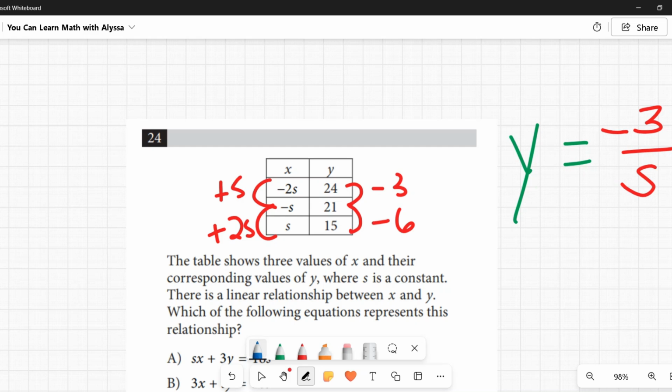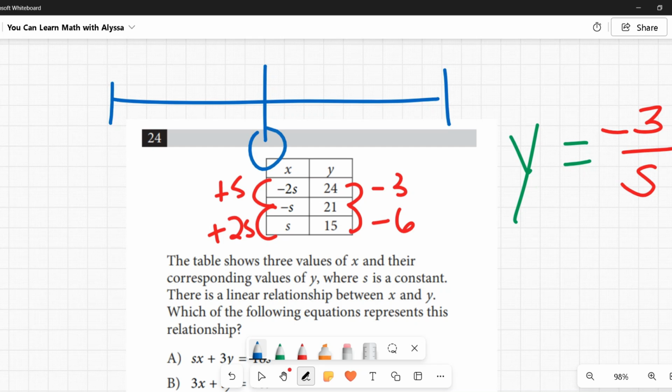If you have negative s and positive s, what's going to be right smack dab in between them? Put any number in there. Negative 5, positive 5. Negative 100, positive 100. What's the number directly in the middle between a number and its opposite? It's 0. It's because they both have the same absolute value. They're both the same distance from 0. Any number you put in there, this is going to work. 0 is the number that's right in between there.